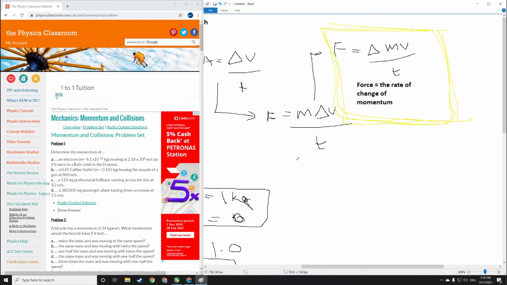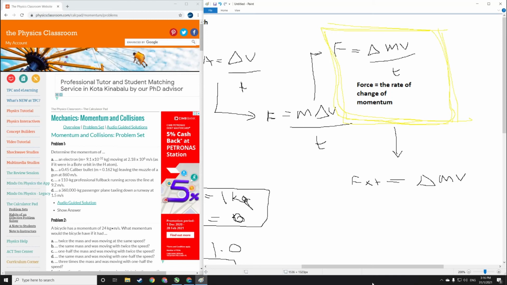And essentially what we're going to say is, well, F is the rate of change of momentum. Yeah, sure. But what if we just want to find how much the momentum is going to change by? We just want to find the change of momentum. Well, all we do is, we do F, we bring over the T here, times T equals the change in momentum.